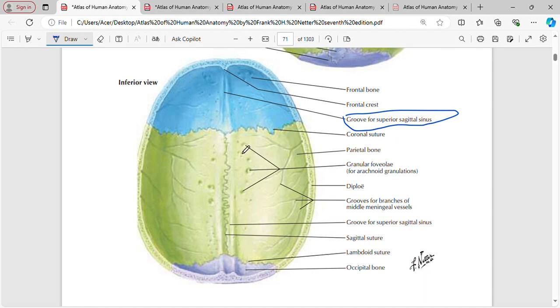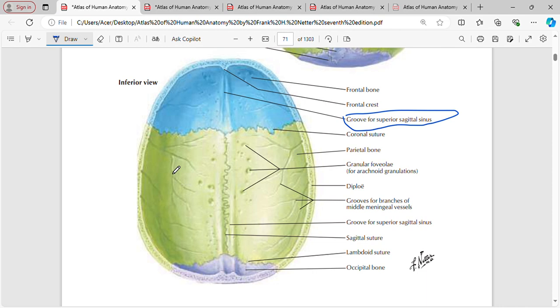There is also the presence of grooves for the arachnoid granulations, right? You should know about the arachnoid granulations in the cerebrospinal fluid circulation. And here is also the groove for the middle meningeal vessels, right? The arteries and the veins pass through this area, forming a groove in the vault of the skull. So this was entirely the vault of the skull, the superior view.